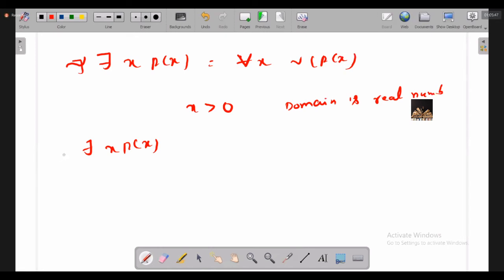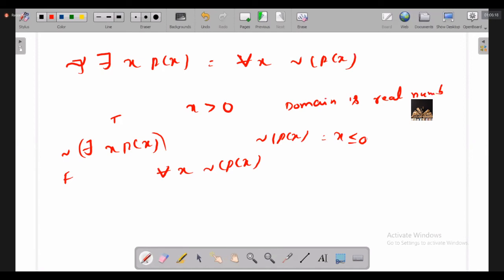So what is the negation? Negation means it becomes false. So it is true, and its negation becomes false. Generally the negation is for all x, negation of p of x. What is the negation of p of x? The x value less than or equal to 0. So for all x, negation of p of x is x less than or equal to 0.